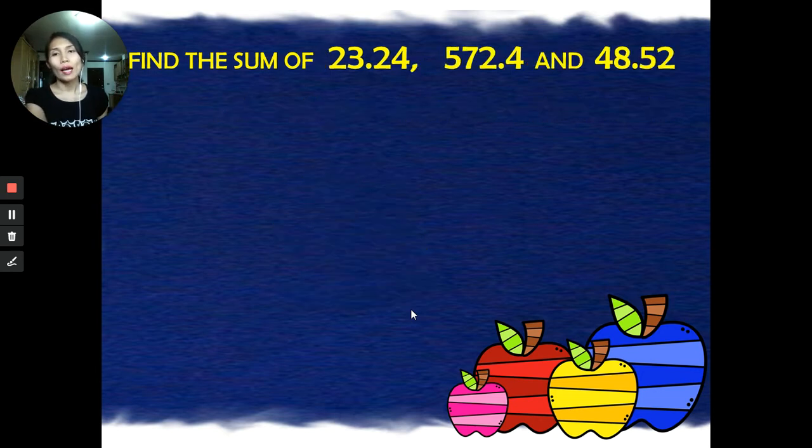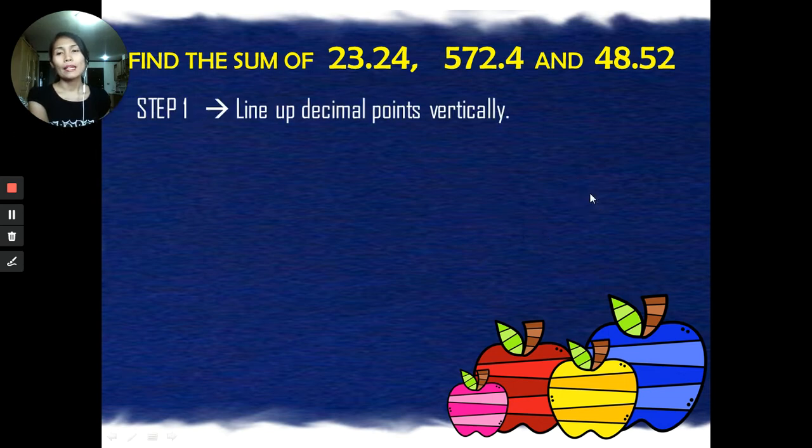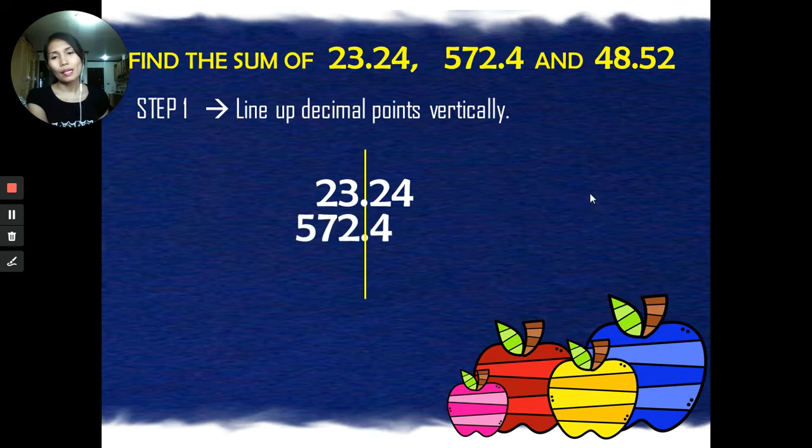So let's try to find the sum of these numbers. You see we got here 3 given numbers. So let's try to solve this. Find the sum of these numbers. Let's proceed with the first step. First step, line up vertically. So that's the first given number, the second given number, and the third given number.